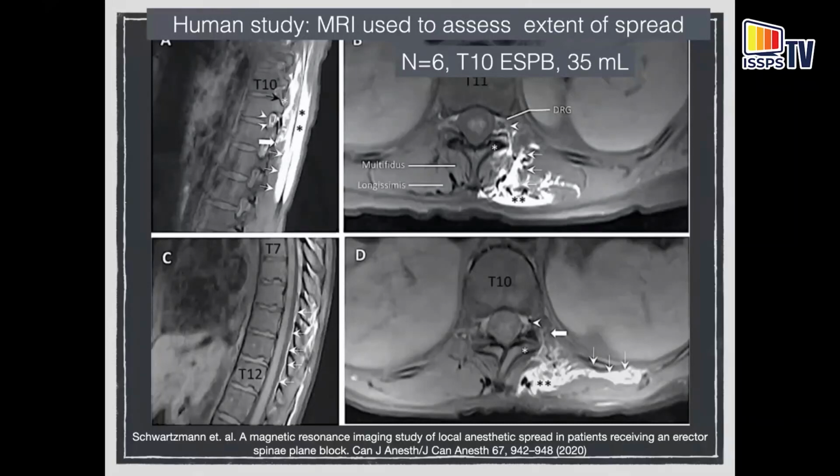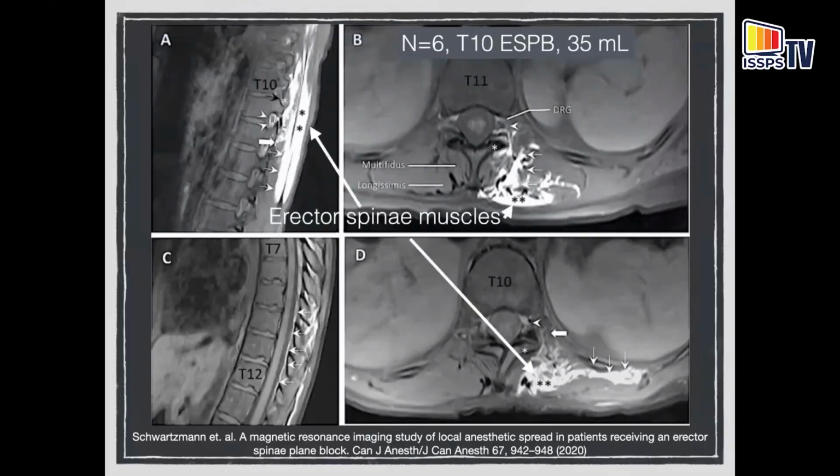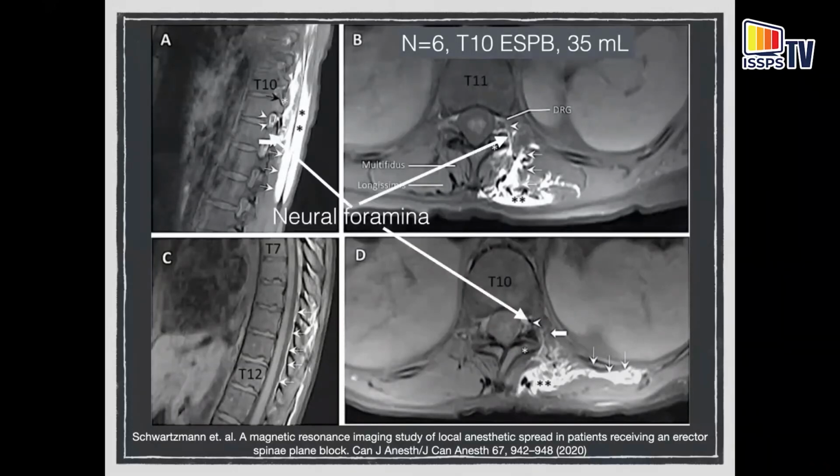Now, of note, you can see there's quite marked spread of the dye into the erector spinae muscle. It's quite prominent. The staining is unambiguously dense in this study, or case series, I should say. But there's also spread of the dye into the paravertebral space. There's also spread of dye into the intercostal space. There's also spread of dye to involve the neural foramina.